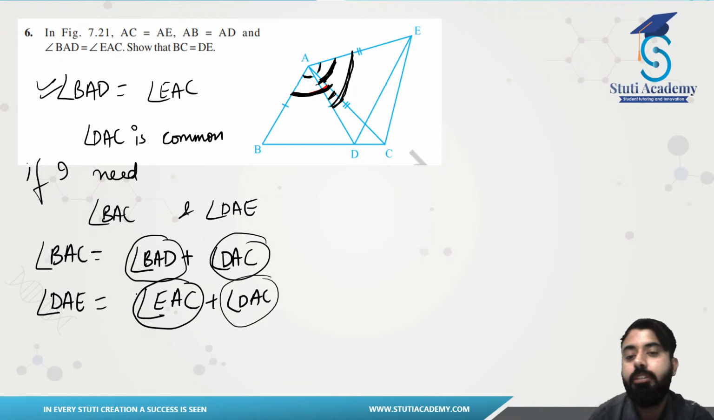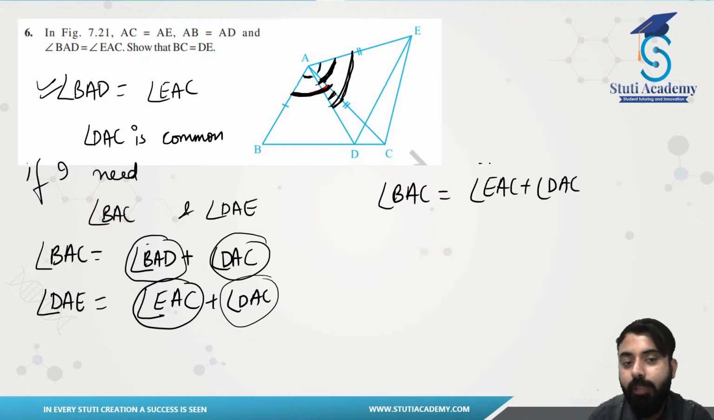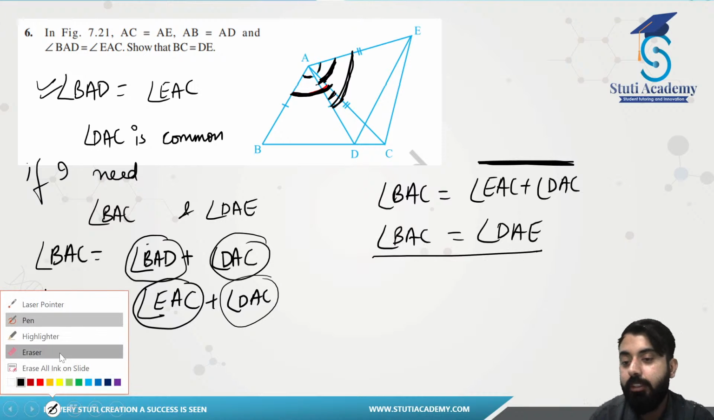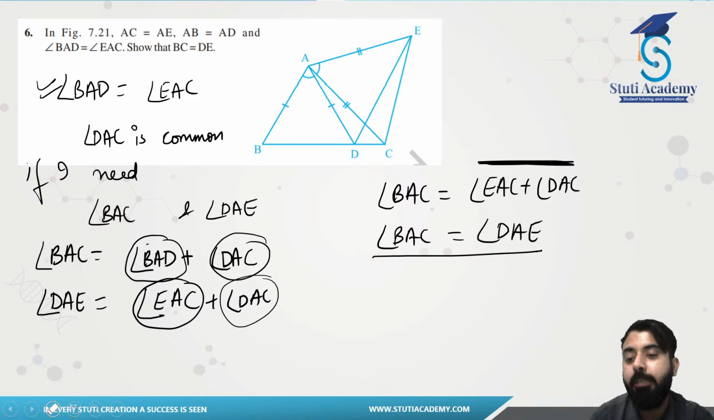Or in short, if I just write it here, I know in place of BAD, I can write angle EAC. So, angle BAC will be same as angle EAC plus angle DAC. And I know angle EAC and DAC, both are what? Both are angle DAE. So, I can see angle BAC is equal to angle DAE. So, in short, we have just proven that in our both triangles ABC and DAE, AB is equal to AD, AC is equal to AE, and angle BAC, which is this one, equals angle DAE, which is this one. And this is what we had to prove.